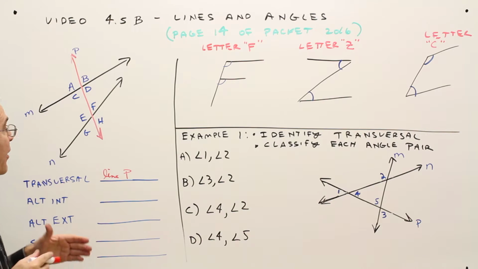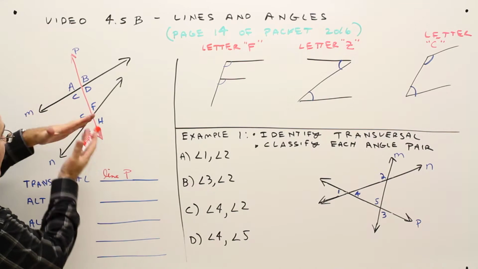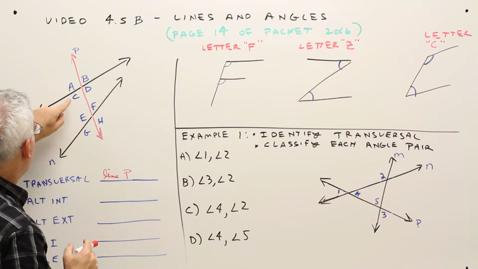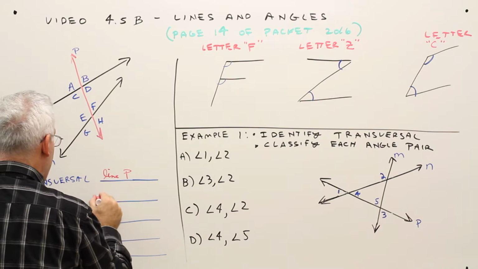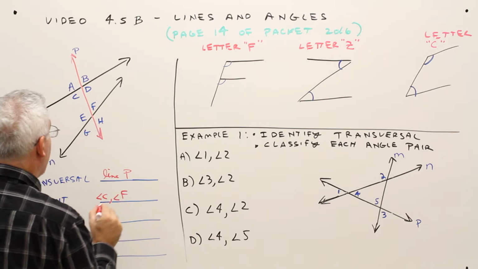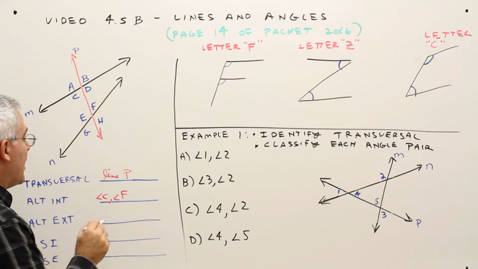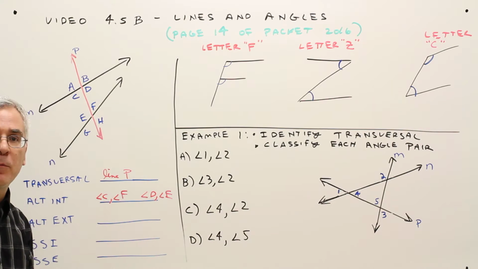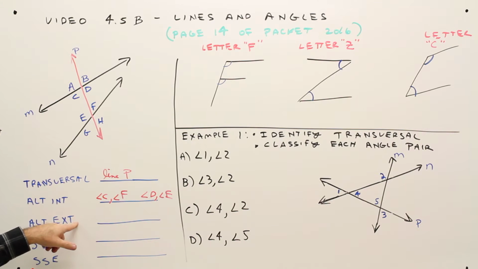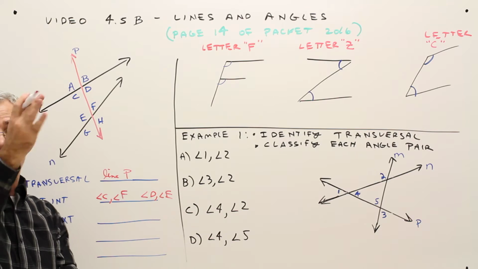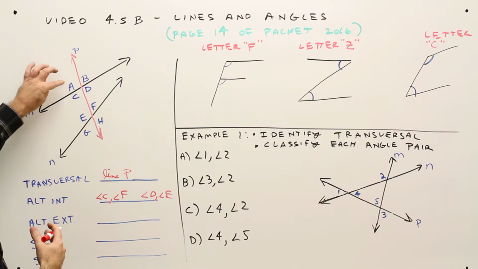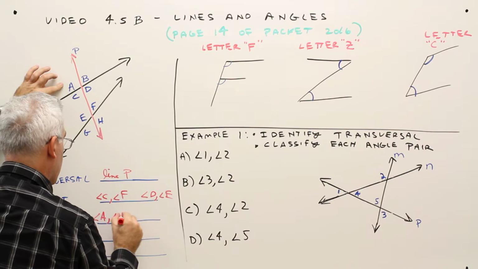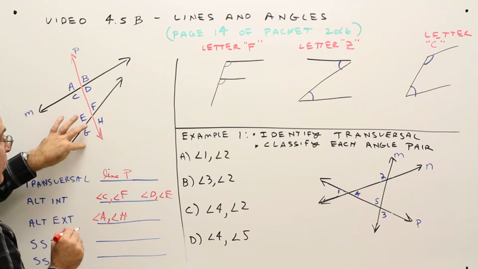Alternate interior angles, so those are going to be on the interior and alternating sides of the transversal. So I'll go C and F, angle C, angle F, and angle D and angle E. I'll use the angle symbols now. Alternate exterior, so we're going to be on the outsides, again on alternating sides. So angle A with angle H, and then angle B with angle G.